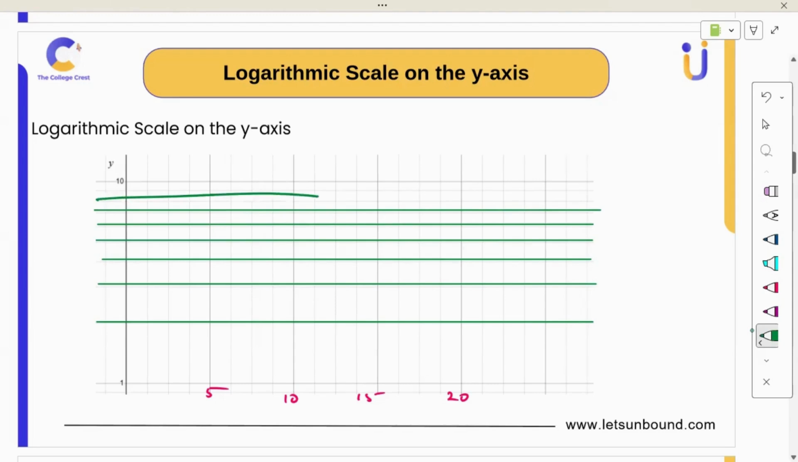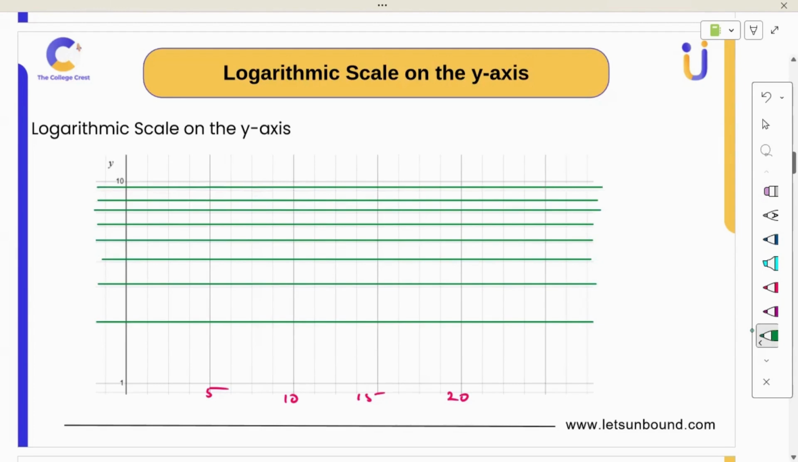So the lines get closer and closer together, from 1 to 10. From 1 to 10, each line is 1. So this is 1, this is 2, 3, 4, 5, 6, 7, 8, 9, and 10. Then 10 to 100, if you go from 10 to 100, let me show you.